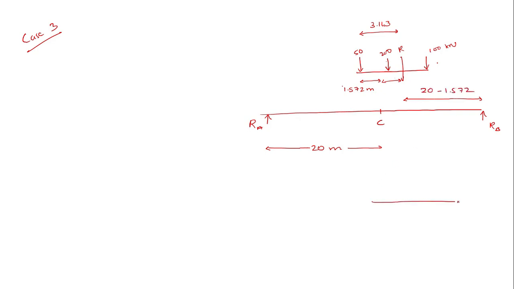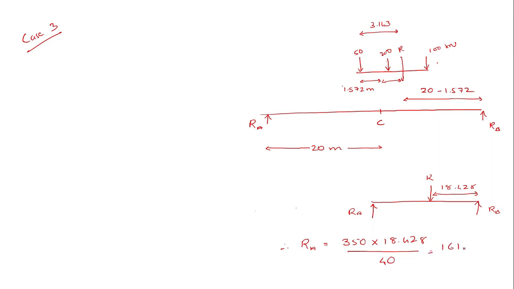So if I draw here separately, here is the R. This will be 20 minus 1.572. I will get as 18.428. This is RA. This is RB. Therefore, RA will be equal to 350 into 18.428 whole divided by 40, which will be 161.25 kilonewton.